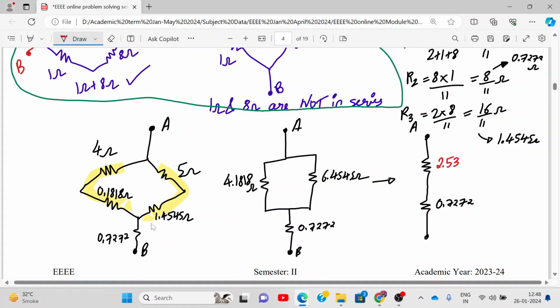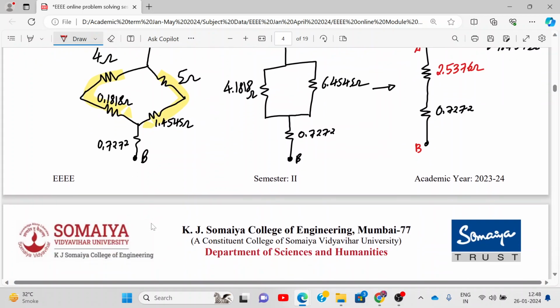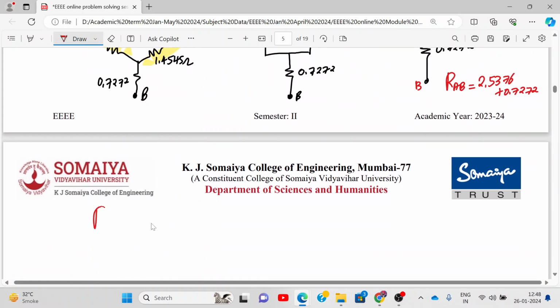2.5376. So this is point A, this is point B. Calculate RAB, please. RAB is 2.5376 plus 0.7272. That is how much? 3.2648. 3.2648. Yeah, that should be fine.